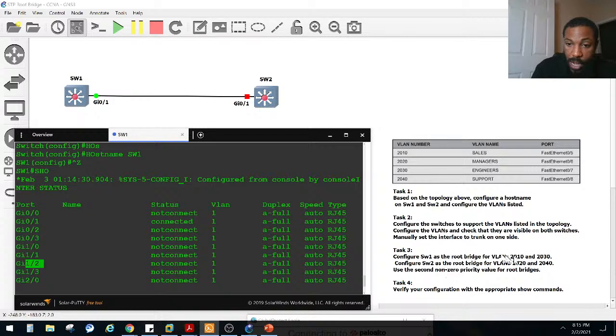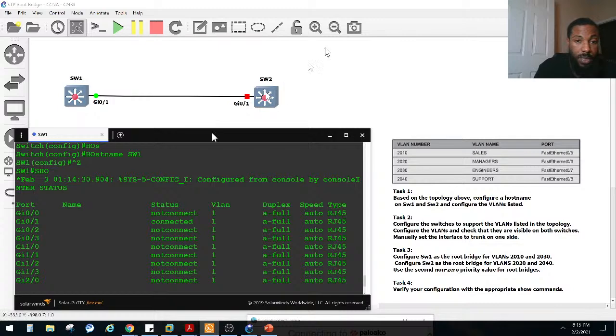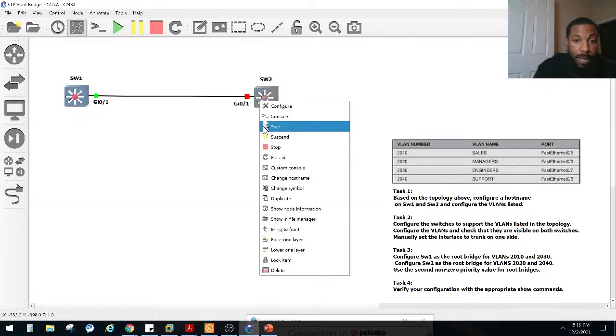Because then after that we got to change one of them, the trunk, which is going to be this interface right here. We're going to make that one trunk. So let's create those VLANs. Close this overview. And in the meantime, I'll power this one on in the background.